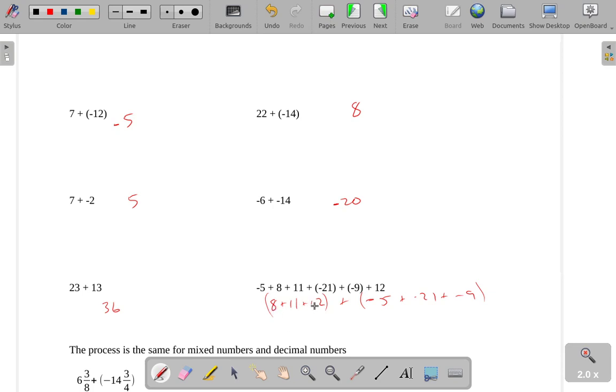So the 8 and the 12 is 20. Add that to the 11, we get 31. Here we get the negative 21 and the negative 9 is negative 30.